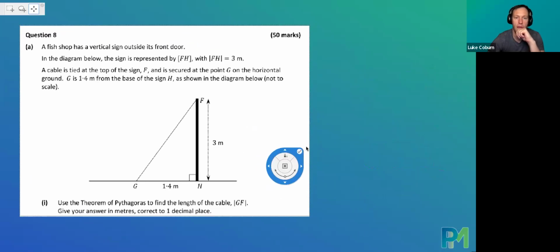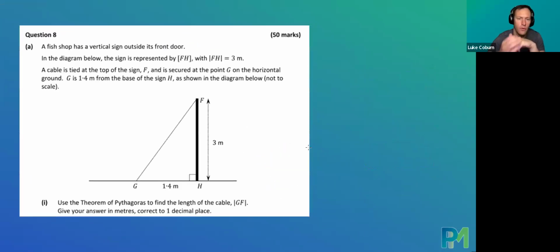So we have a fish shop that has a vertical sign outside of its door. In the diagram, the sign is represented by FH, that big line there. FH is 3 meters, and a cable is tied to the top of the sign F, and it's secured to the point G on the horizontal ground. G is 1.4 meters from the base of the sign H, as shown in the diagram below. Then we have to use Pythagoras' theorem to work out the length of the cable, which is FG.